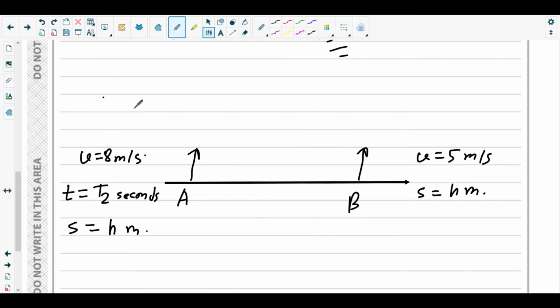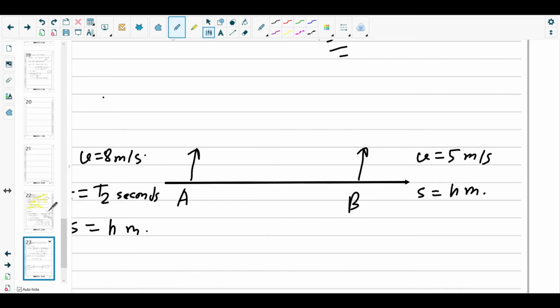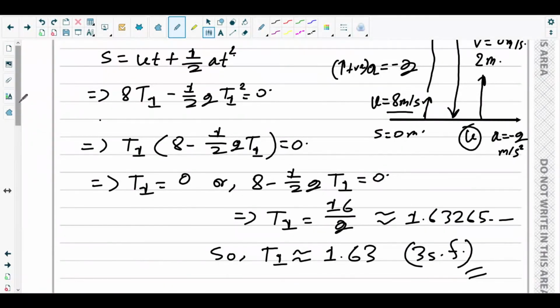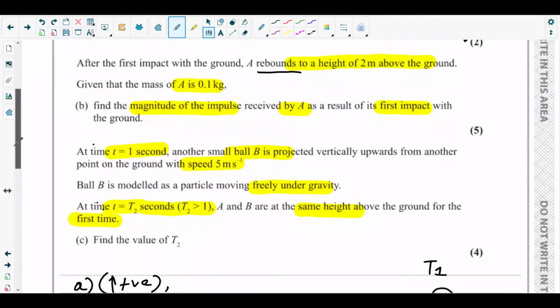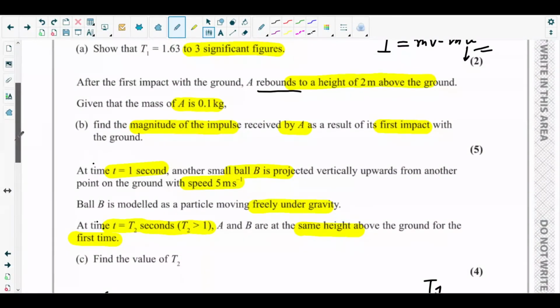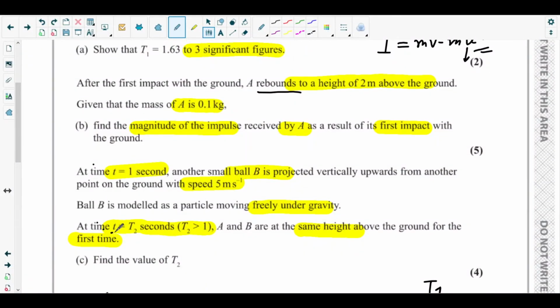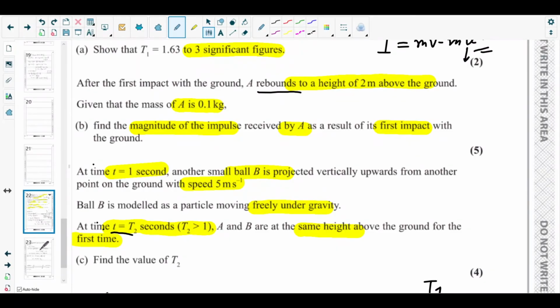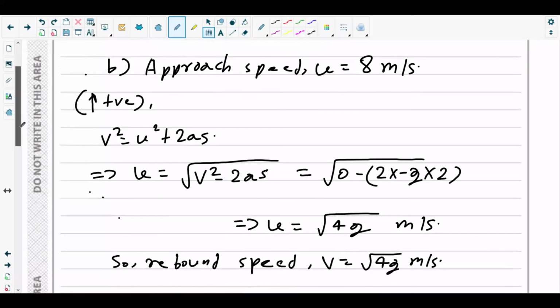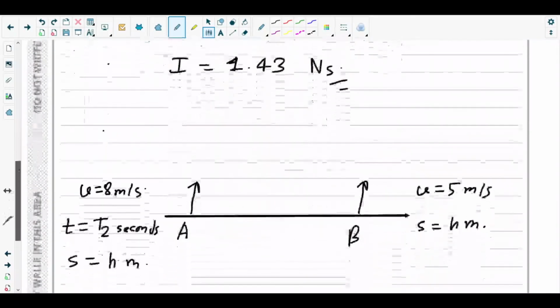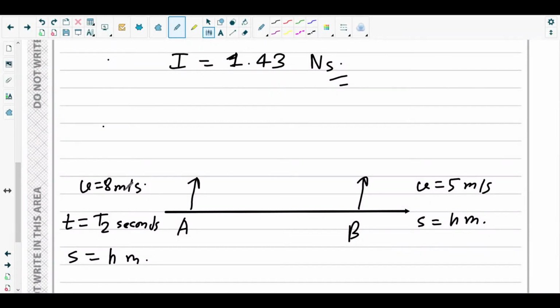Okay, now consider the time. You need to consider t2 seconds, because t2 seconds is for what? Ball A, because t2 starts from 0. At time t equals t2, that means it starts from 0 to t2, right? So this is for ball A.